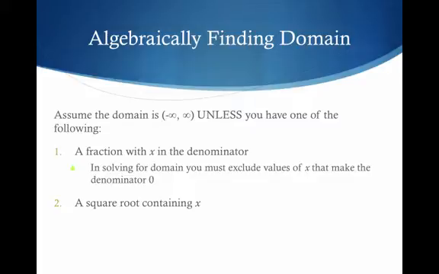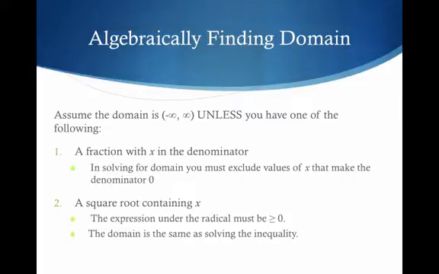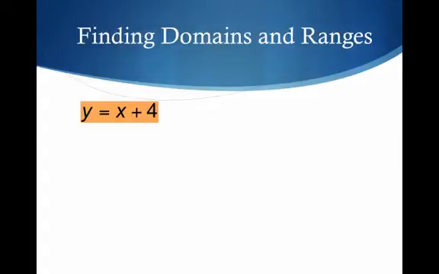The other rule that you've got to keep in mind is when we have a square root containing x. Why does that matter? Because we're done with complex numbers and we're back into the land of not being able to take the square root of negative numbers. So we're going to have to keep in mind that whatever's under that radical has to be greater than or equal to 0. Whatever expression we have under there has to be greater than or equal to 0. And so when we solve the domain, we're going to have to solve this inequality. Let's run through a couple of examples.